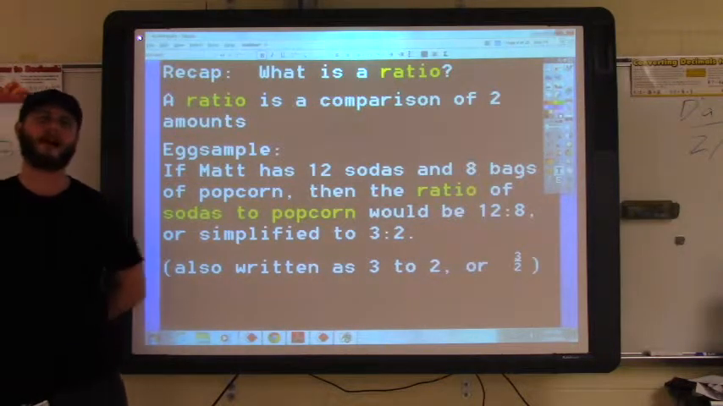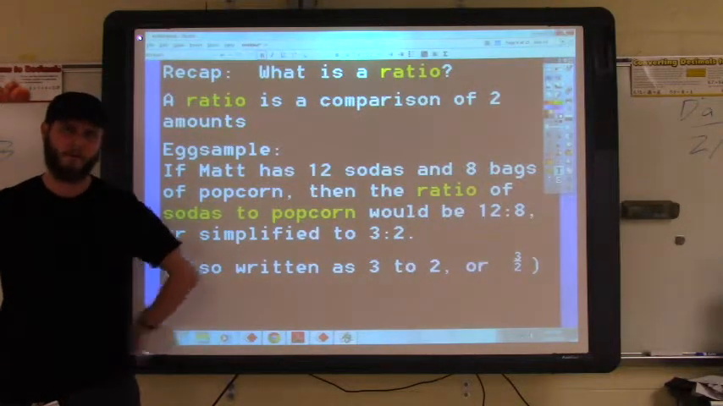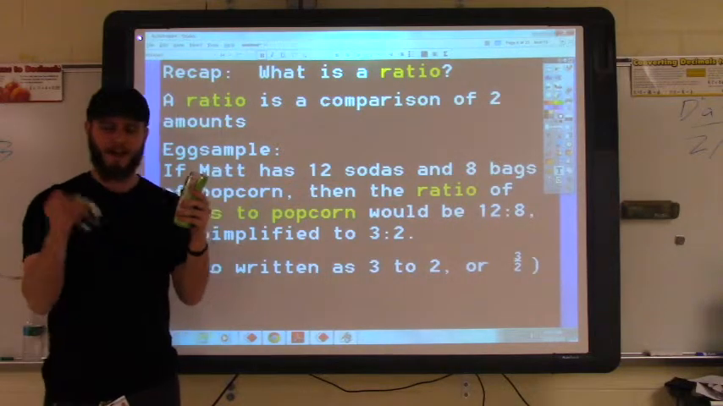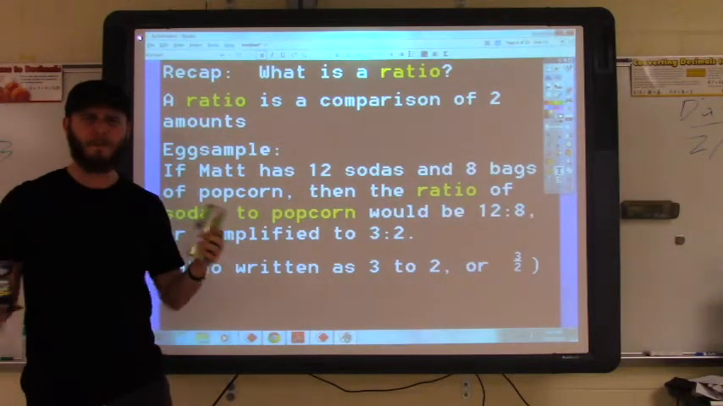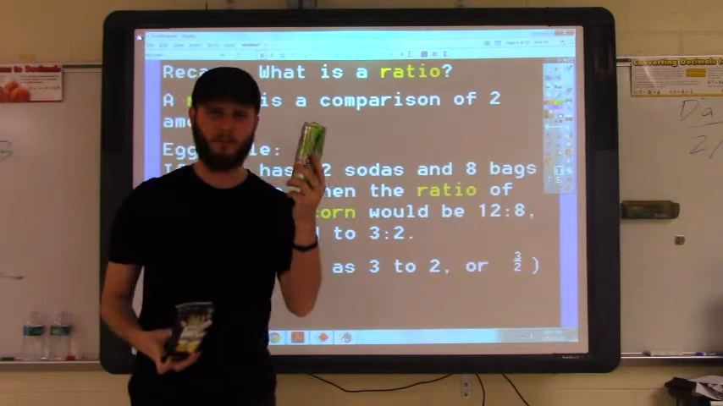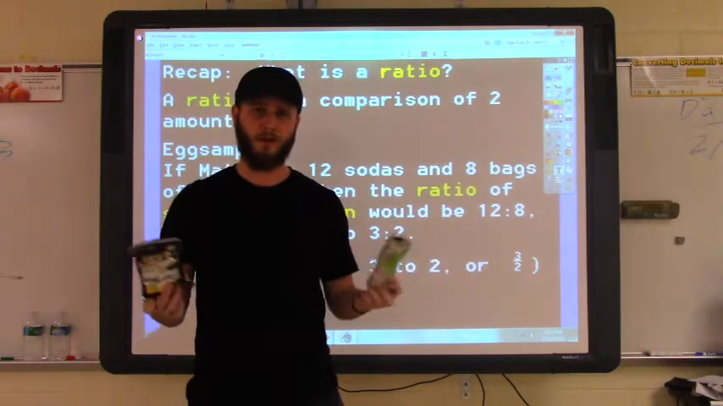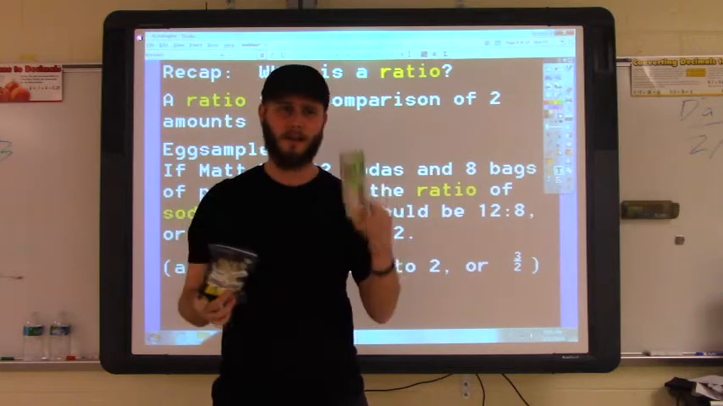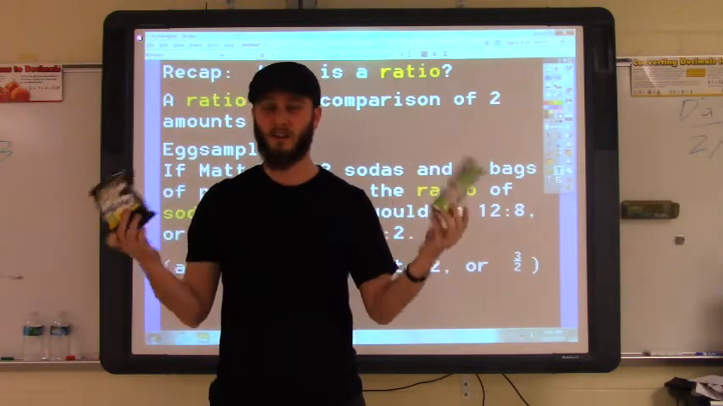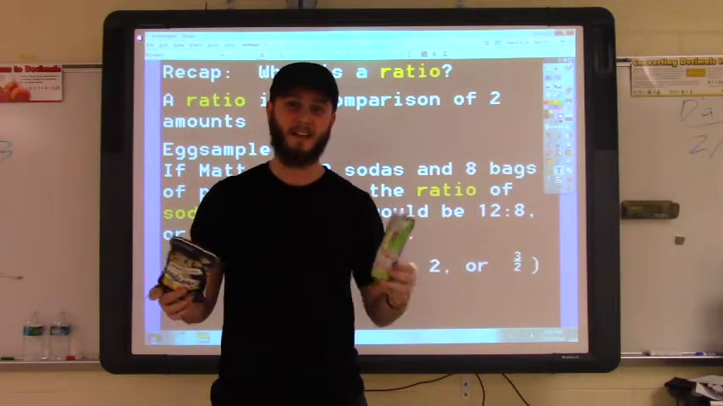Let's say some guy named Matt happened to have 12 sodas and 8 bags of popcorn. If that person were to have 12 cans of soda and 8 bags of popcorn, then his ratio of soda to popcorn would be 12 to 8. Or you could simplify it down and get 3 to 2.